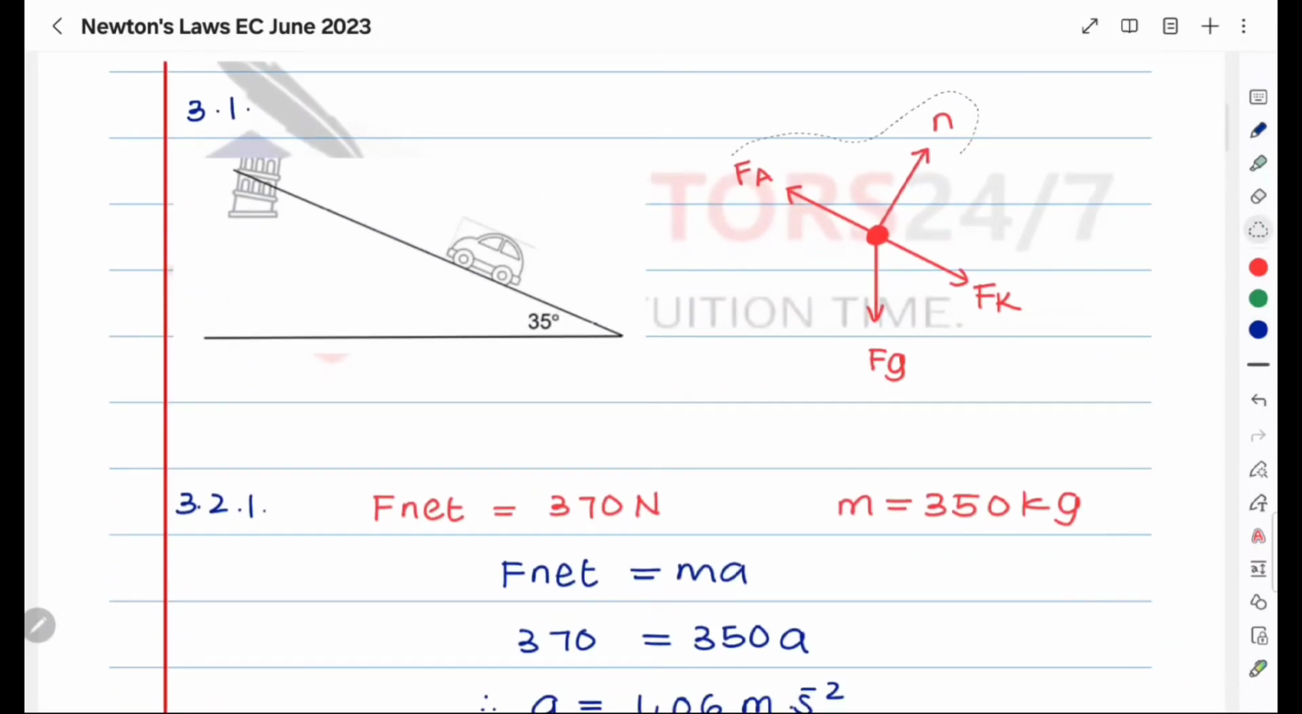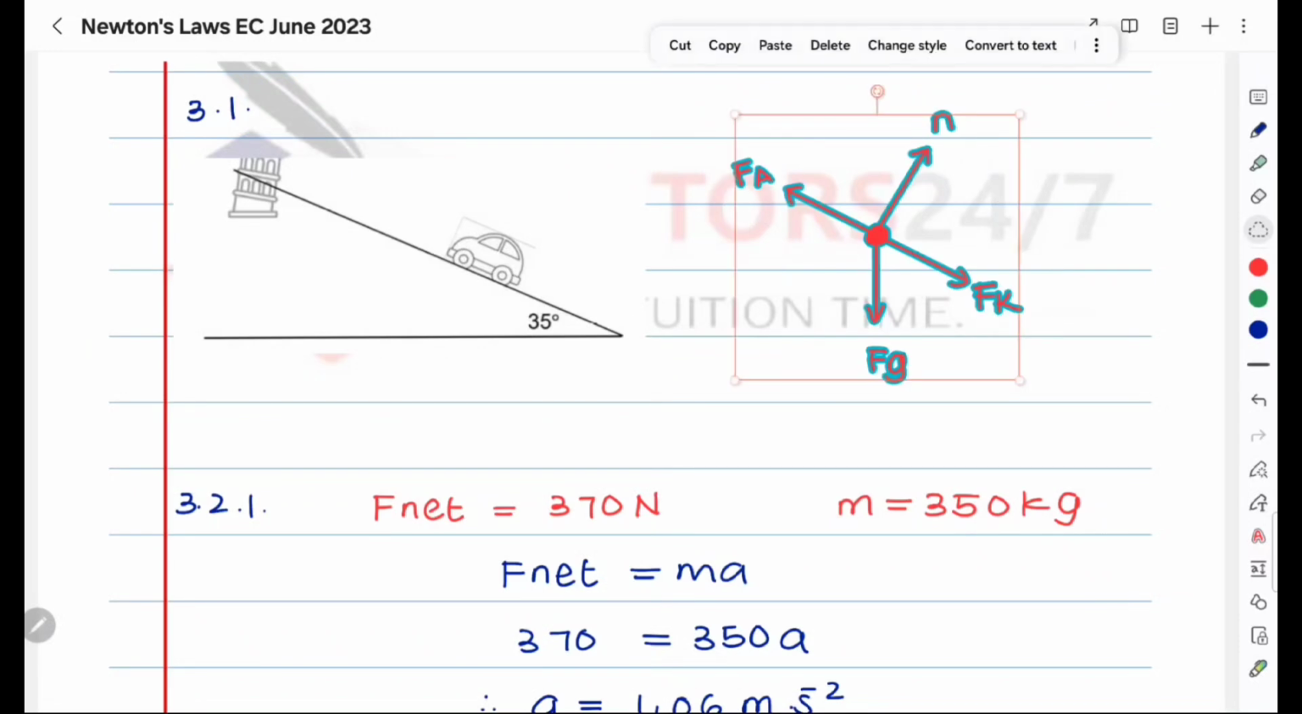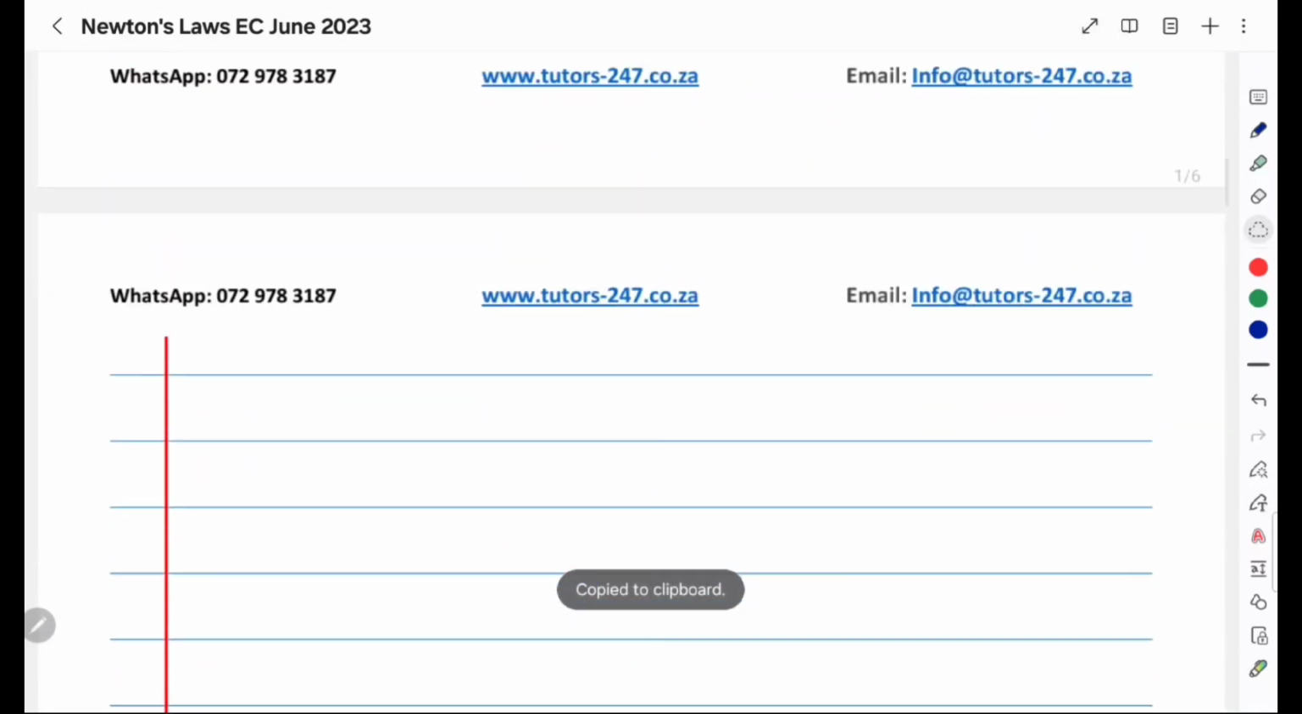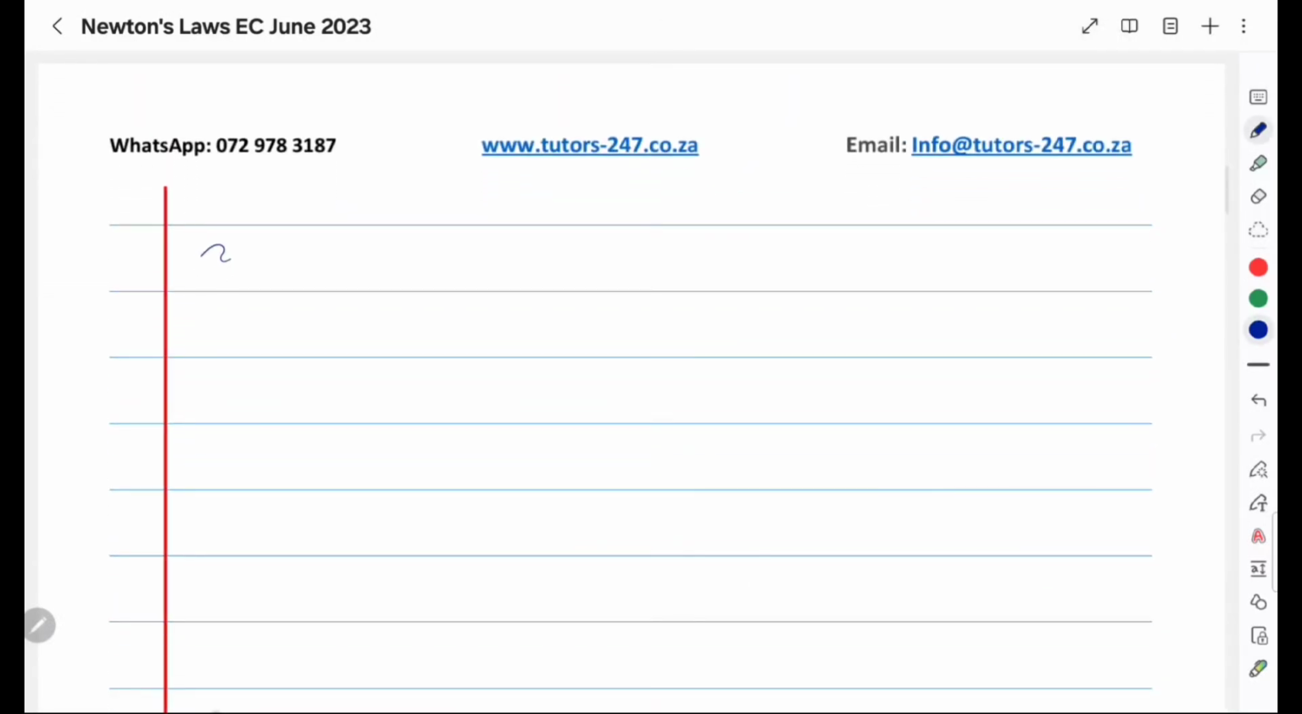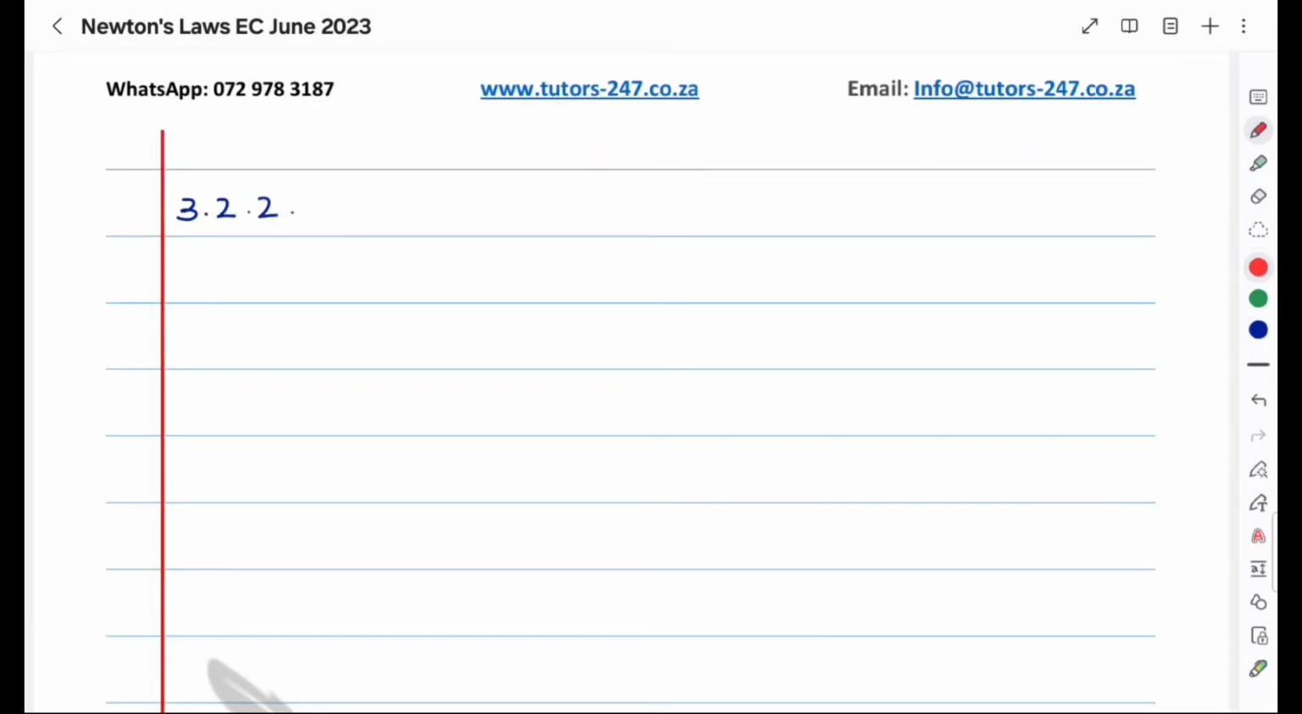So here's our free body diagram. Let's just copy this as we are going to need it. So this is question 3.2.2. If we want to calculate the normal force, let us draw a free body diagram showing all the vertical forces acting on the object. So this dot is going to represent our object. We have normal force that is perpendicular to the surface. We have Fg that acts straight down.